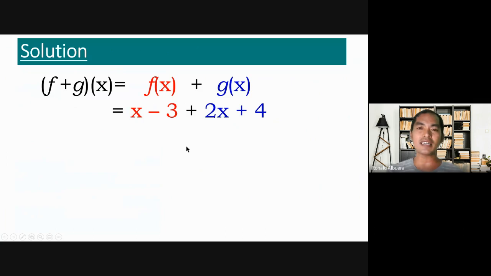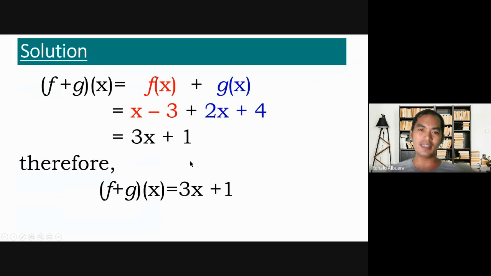Then after that is to combine similar terms. x is similar to 2x. Having the same sign, we copy the sign and we add the numerical coefficient. 2 plus 1 is 3x. And then negative 3 and then positive 4, unlike sign. So we subtract. 4 minus 3 is 1. And we copy the sign of the bigger absolute value, which is positive. That's the sum of the two functions.